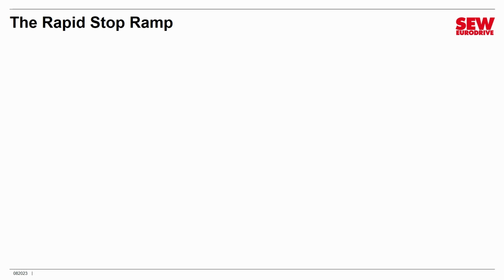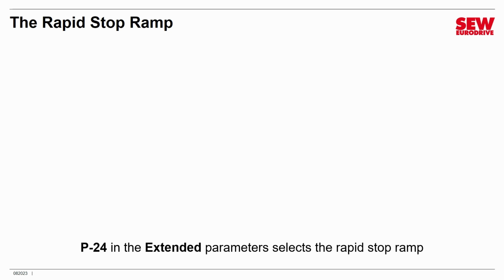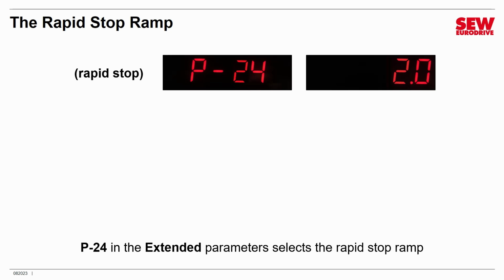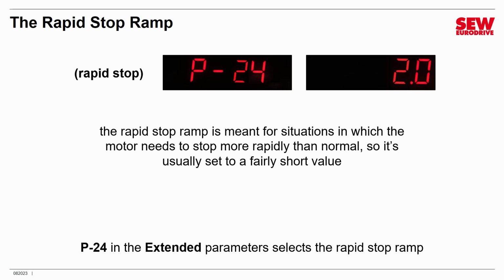The rapid stop ramp lives in P24, which is in the extended parameters, so you have to unlock the extended parameters if you wish to set this value. It defaults to 2 seconds, which is fairly quick. It's intended for situations where you need to stop the motor more rapidly than normal, so you usually set it to a fairly short value.